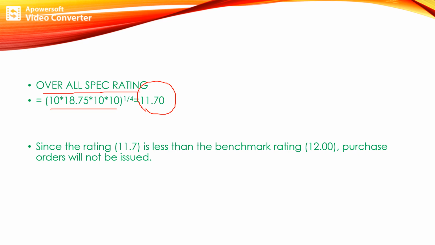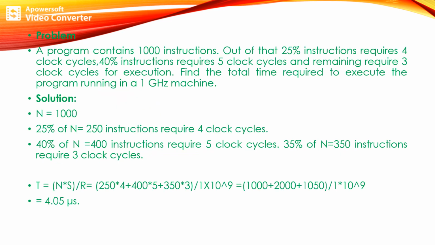Now I compare this value with the given value, that is 12. The system manager will place the order only if the overall SPEC rating or benchmark is at least 12. Since the SPEC rating we computed is 11.7, which is less than the benchmark rating of 12.00, the system manager will not place the order to purchase the new computers. So this is the solution for the first problem. We'll take the next problem.